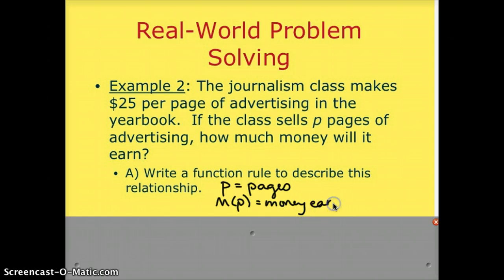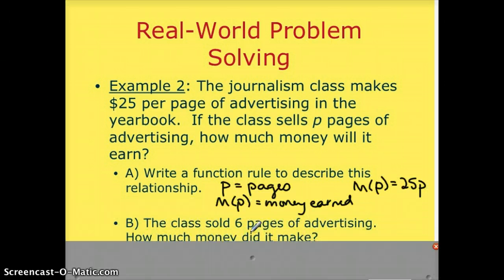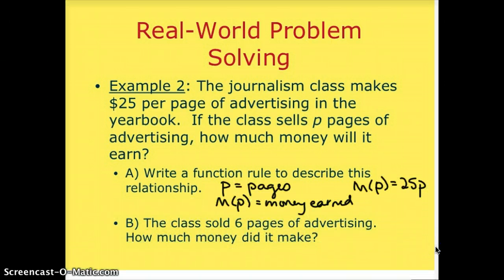And since they're earning $25 per page, I think that the money earned should equal 25 times the pages that they sell. Okay? So then the class sold 6 pages of advertising. How much money did it make? So we're going to do M of 6. We're just going to do 25 times 6 here and find out that they made $150. Okay, and that's just how much they took in. It might not be profit.